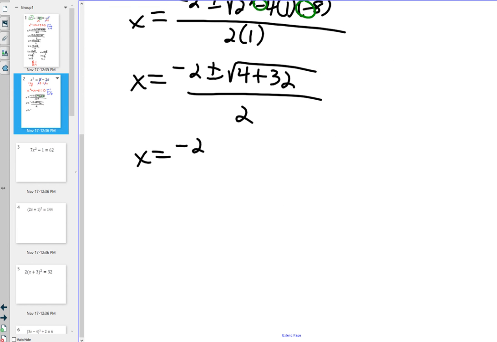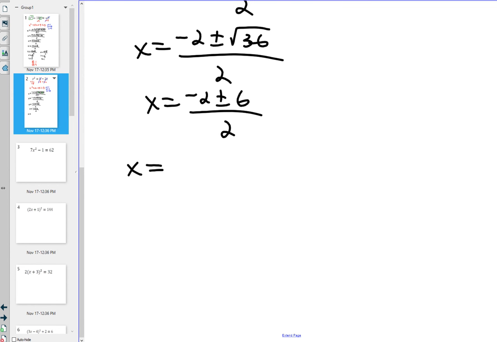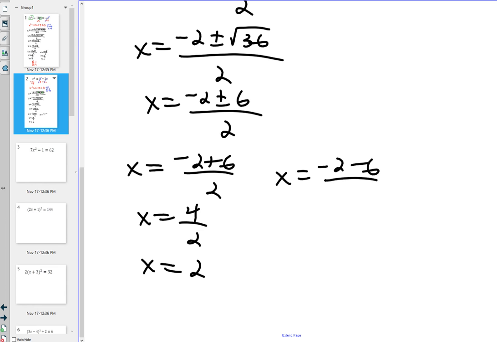So x equals -2 plus or minus the square root of 36 over 2, which is -2 plus or minus 6 over 2. Because I was able to do the square root, I will be able to do the plus or minus. So I'll split it. -2 plus 6 over 2. That gives me 4 over 2, which gives me 2. -2 minus 6 over 2 gives me -8 over 2, which gives me -4. So the two boxes I would check would be 2 and -4.